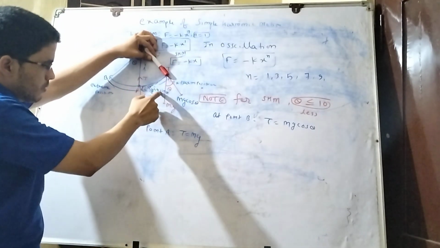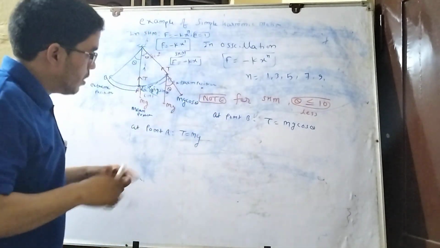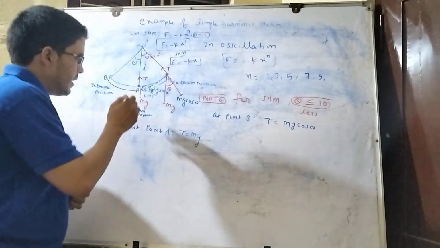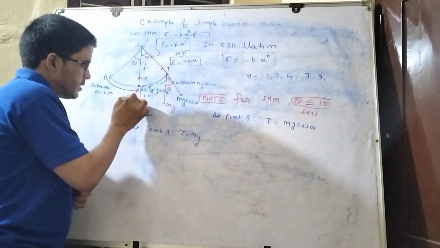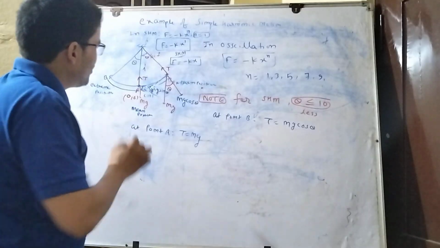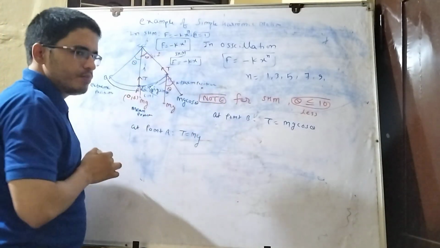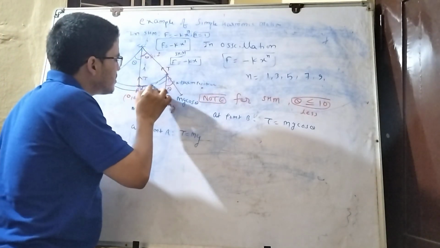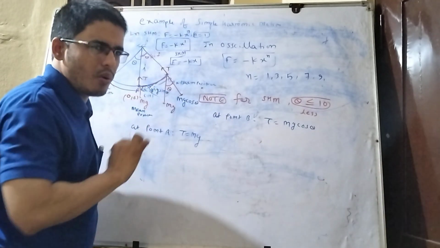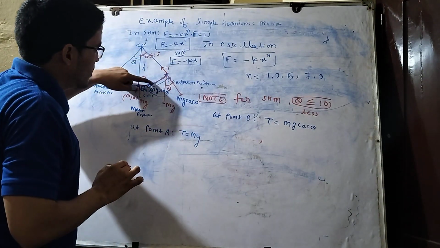That is the mean position, and that is the extreme here. Due to this force, the particle will come here. So you know what the problem is? That is the mean position, so I will call that 0. And you know this angle is very small, so this arc length is also very small. If the angle is very small, the arc length is very small.